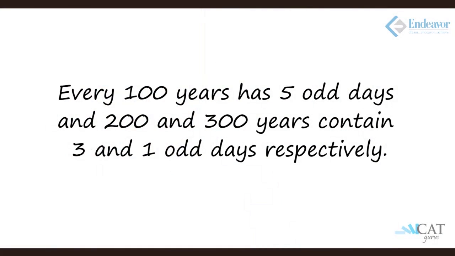So let's look at it on a bigger scale. What happens every 100 years or 200 years or 300 years? Every 100 years has 5 odd days, 200 years has 3 odd days and 300 years has 1 odd day.